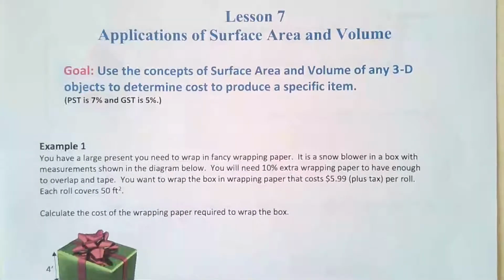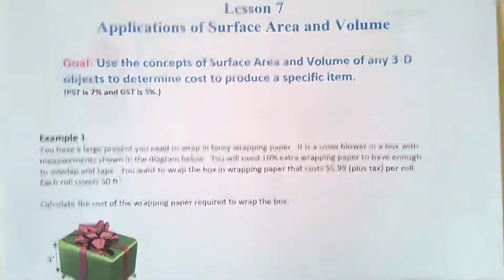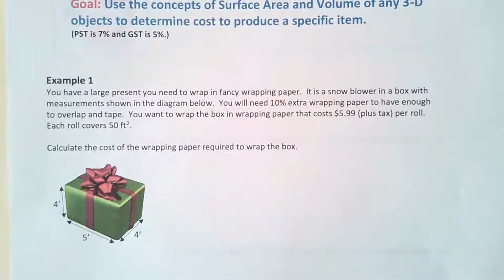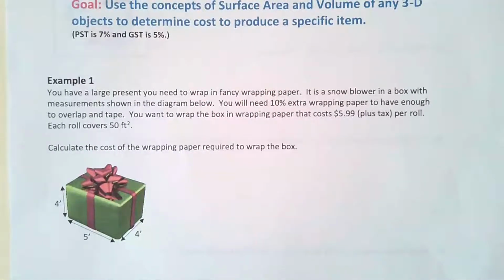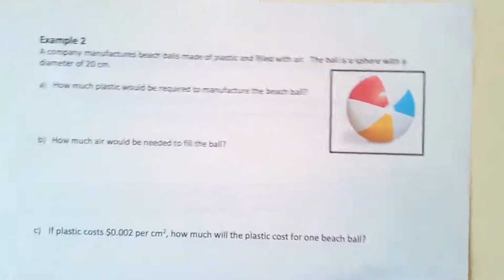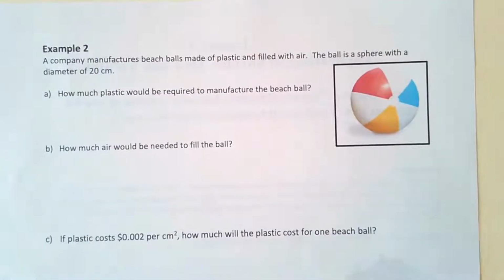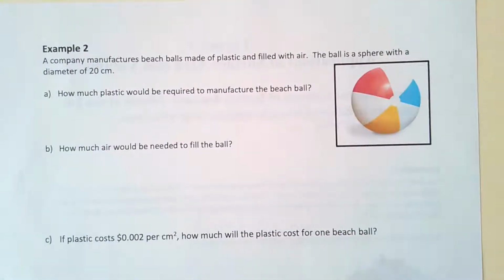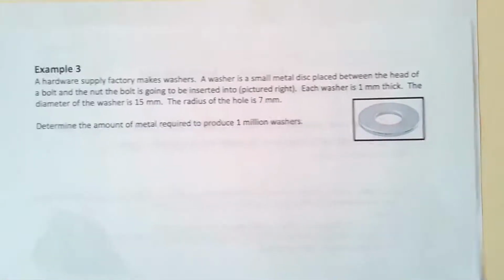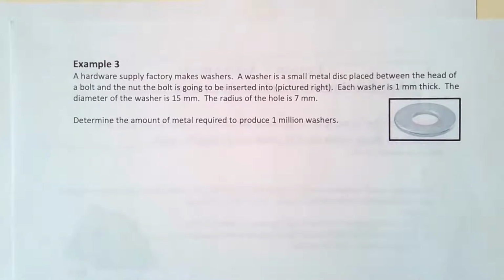So we look today at 3 questions or 3 examples where we'll have to use the surface area and volume of 3D objects to determine the cost. One is a box. Next is a sphere or a ball, or plastic to produce. And the third is a washer.